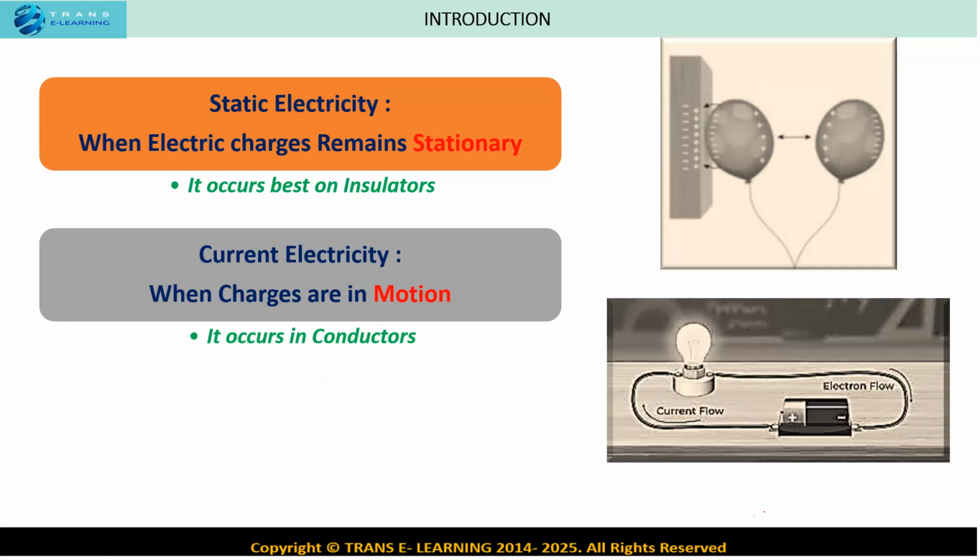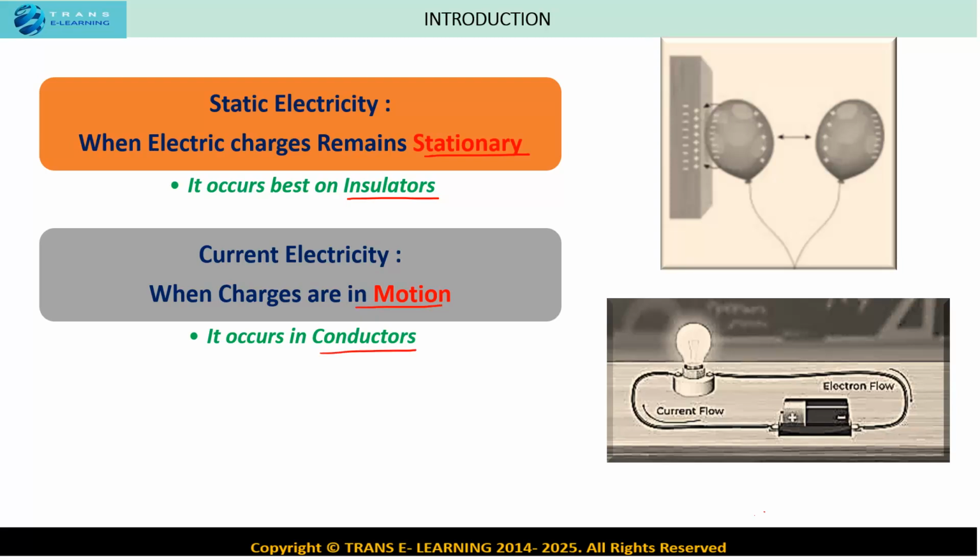Now, what do you mean by static electricity? In one line, it is where electric charges remain stationary, and static electricity occurs best on insulators. I have discussed insulators later in this video. Now, current electricity is when the charges are in motion, and it occurs in conductors.